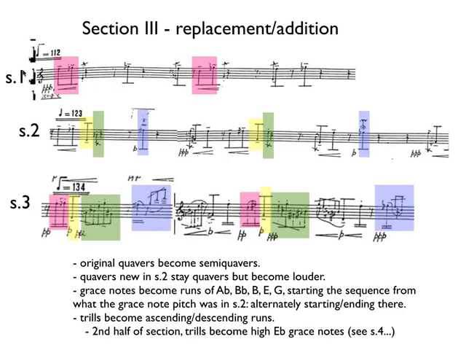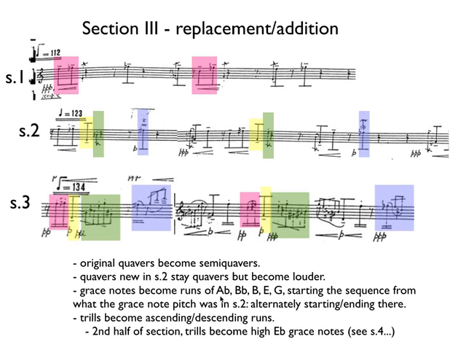Section 3, again we're going from section 1 through to section 2, through to section 3. Anything that was originally a quaver now becomes a semi-quaver. So you can see there, these were quavers there, they've turned into semi-quavers. This just became a quaver in section 2, turned from a grace note into a quaver, so it stays as a quaver. Anything that was a quaver stays quaver, but they do get louder, goes from PP up to P, etc.